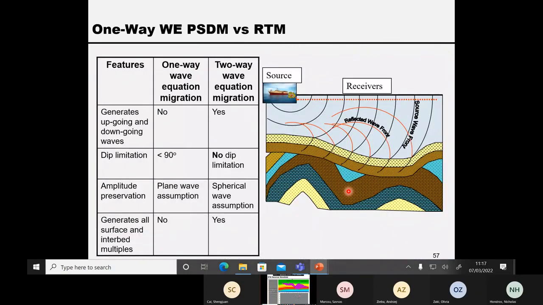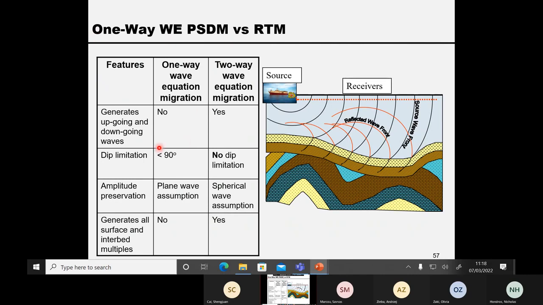Let's do the comparison between the one-way wave equation method and the two-way wave equation method, the so-called RTM. RTM is the two-way wave equation, okay? The only difference between these two is the wave equation.